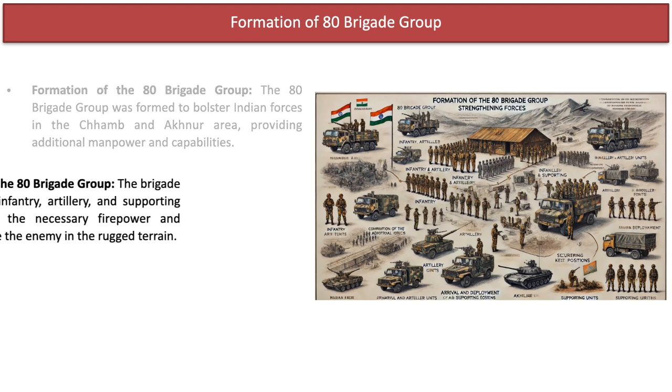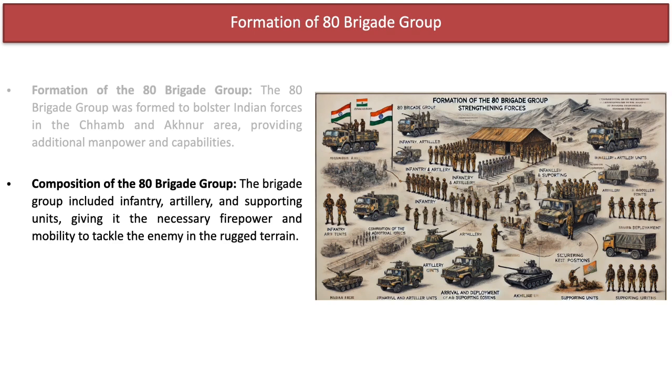Let's break down the composition of the 80 Brigade Group and why it was so effective in operation in Chham and Akhnur. The formation of this brigade was a strategic move that provided the Indian Army with the firepower and mobility needed to tackle the enemy in some of the most challenging terrain.